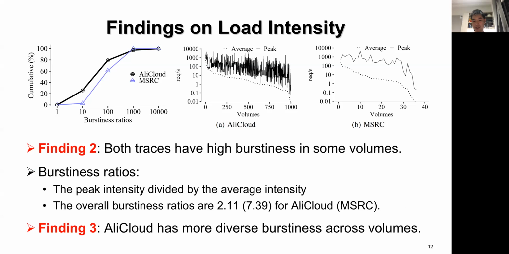For the third finding, we find that Ali Cloud has more diverse burstiness across volumes. Along with the descending order of average intensity, the peak intensity in Ali Cloud fluctuates rapidly. Also, there is a higher percentage of volumes with very low or very high burstiness ratios in Ali Cloud, but it is not the case for MSRC.